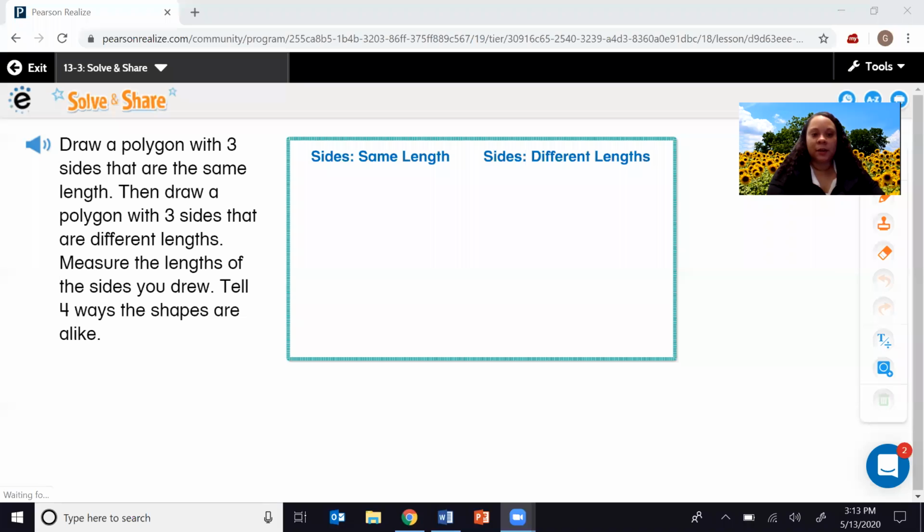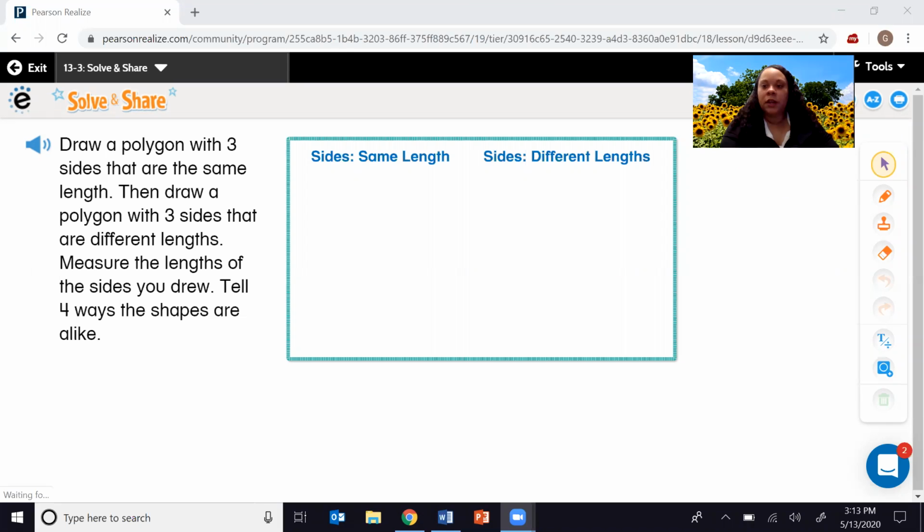All right, so we're going to start with our solve and share. Make sure you do solve this before I solve this. So make sure you just pause it real quick before I solve it.